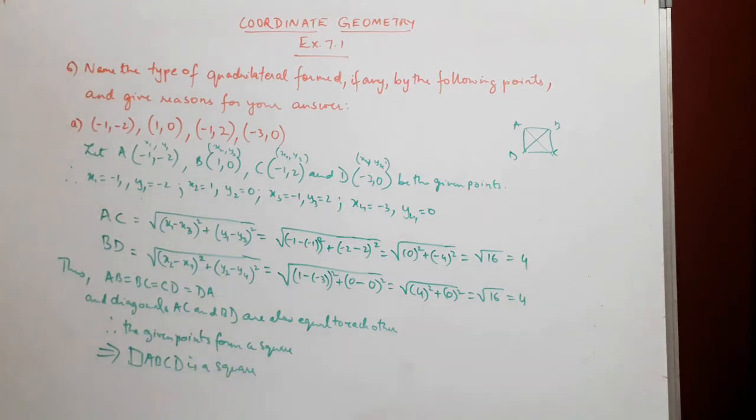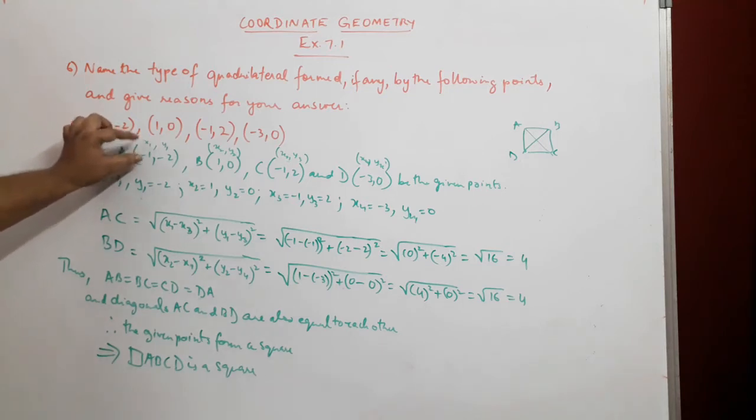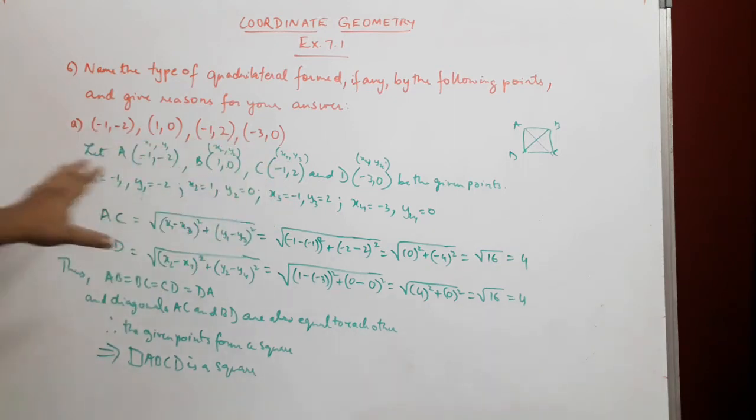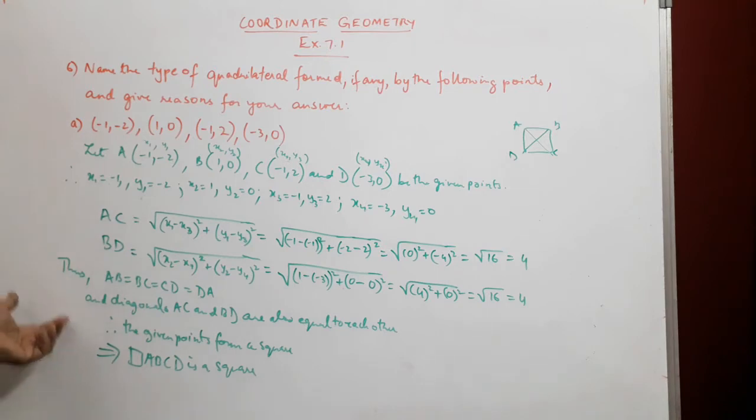Okay, so I hope you have got this thing. Just make sure that you do not make mistakes while taking the values of x1, x2, x3, x4 and y1, y2, y3 and y4, while substituting, because if you make a mistake then you may get a wrong answer. Okay, so this is how we prove such type of problem.